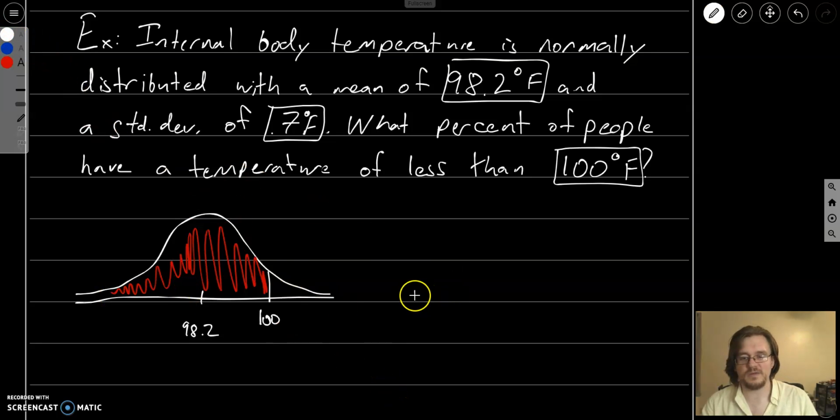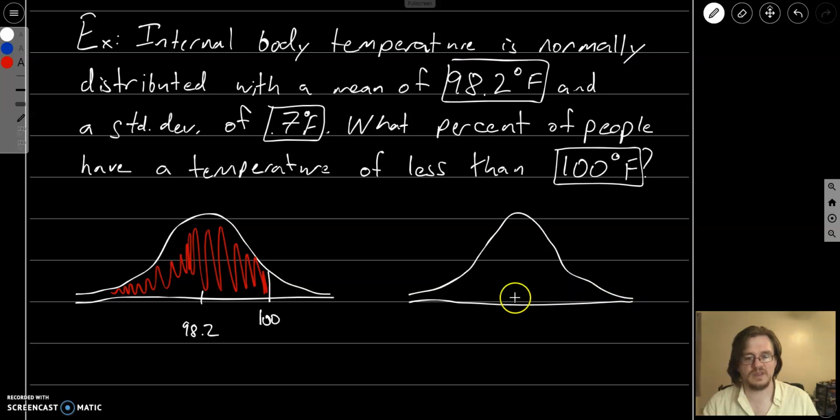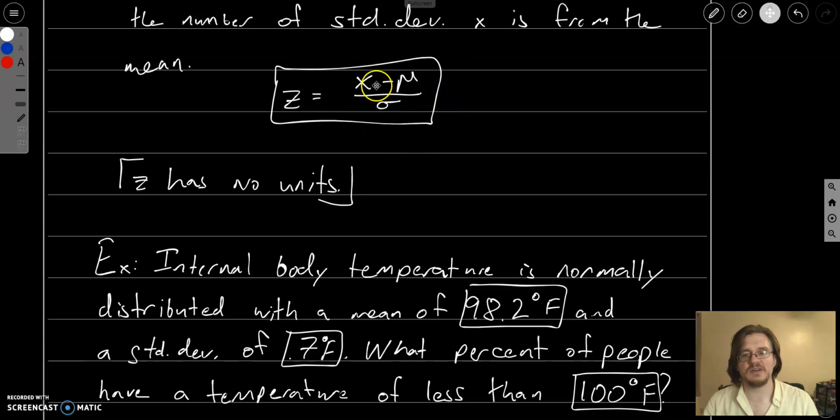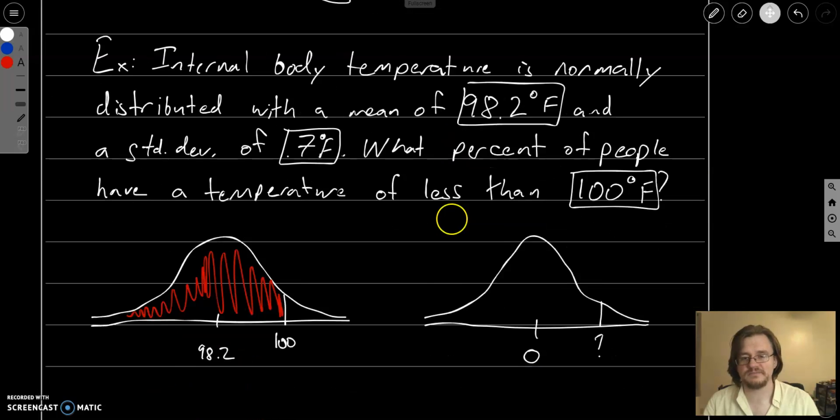So if I come over here and draw my standard normal distribution, our standard normal distribution is centered at 0. And we can see that we're going to be looking for a Z-score over here, but the question is, what Z-score? What value should I put in? Well, I have my formula. I'm going to see how far away this value is from the mean in terms of standard deviations.